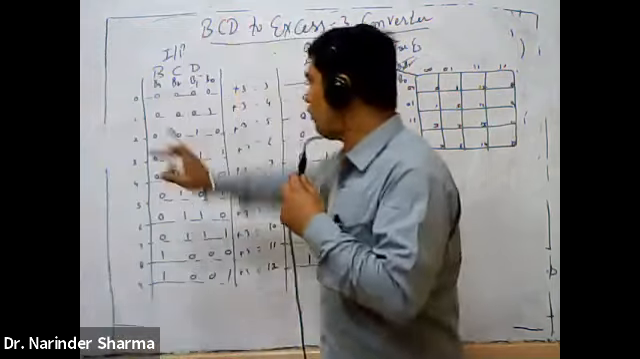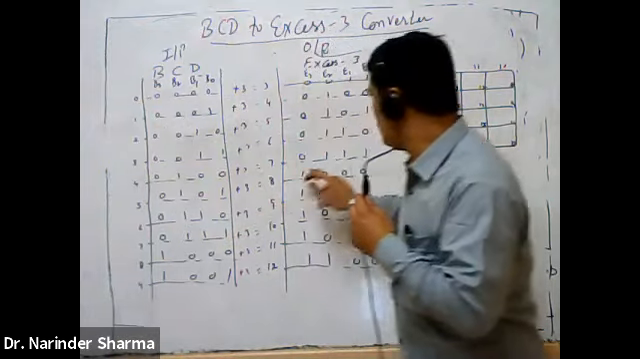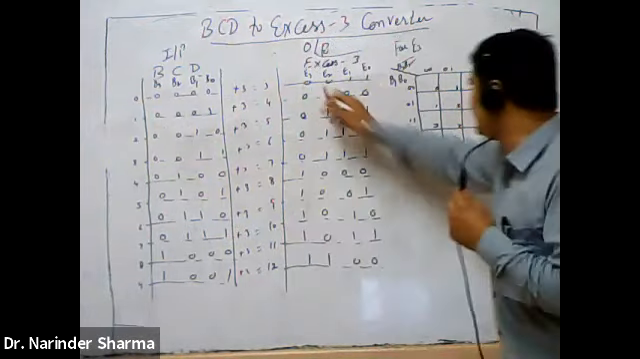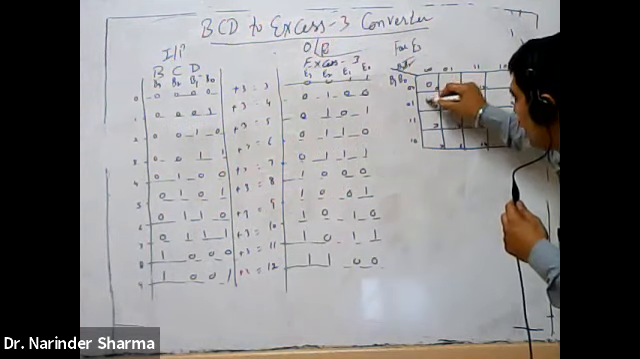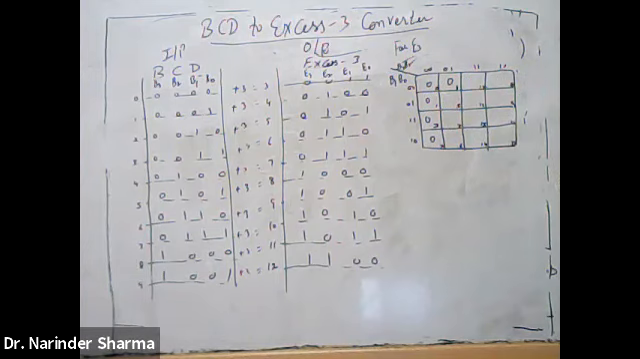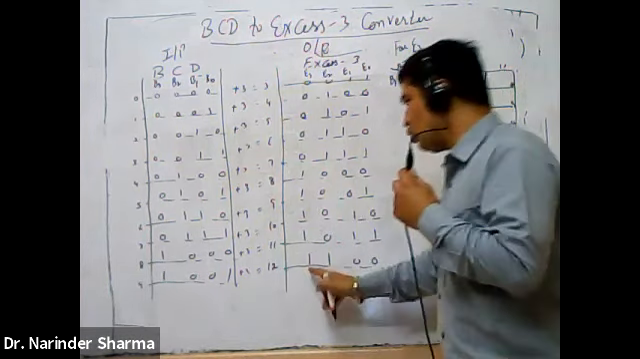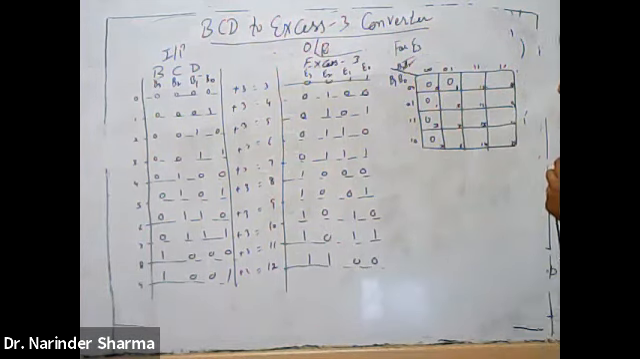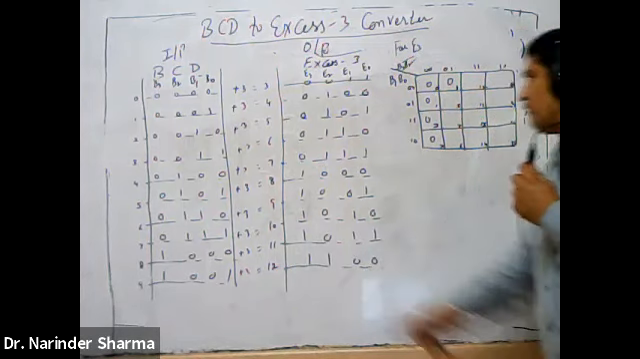Now, for E3, understand it carefully. How can we fill 0 to 4? You have to fill zeros. 5 to 9, you have to fill ones.